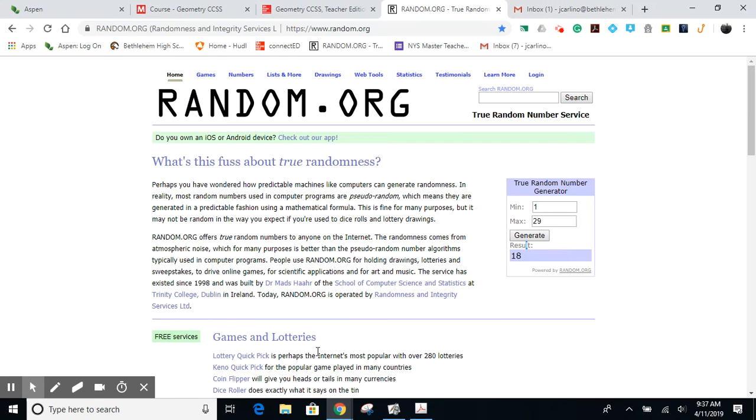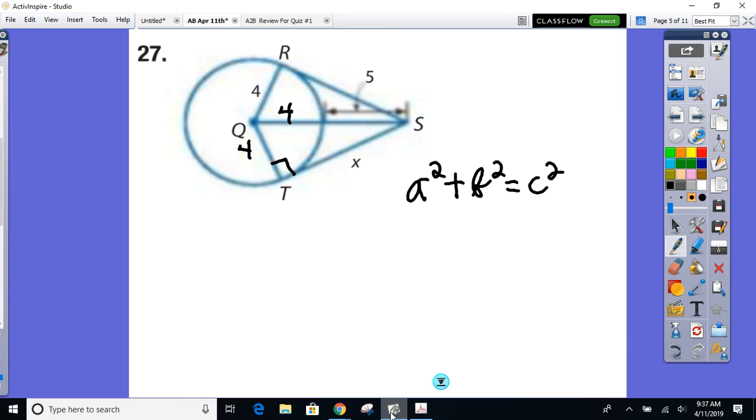Last question for somebody. 17. We got 17? No. How about 28? Nope. How about 27? There we go. Give me a leg. 4. Give me another leg. 9. Give me the hypotenuse. There you go.